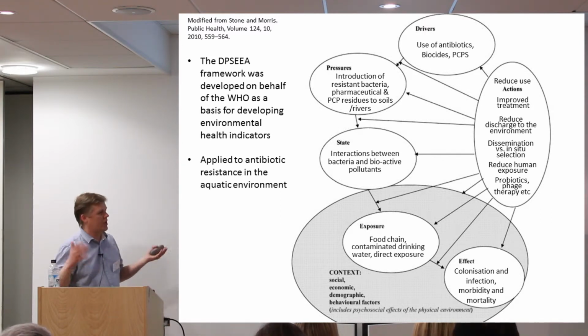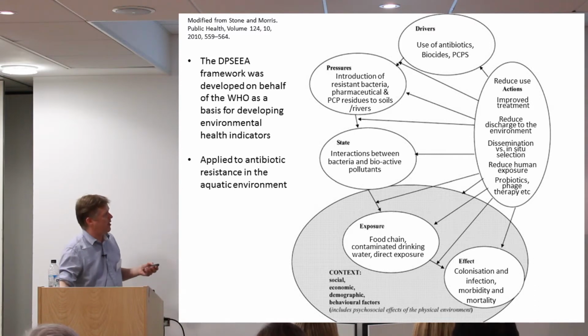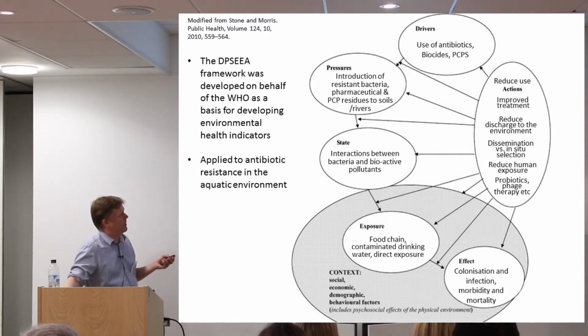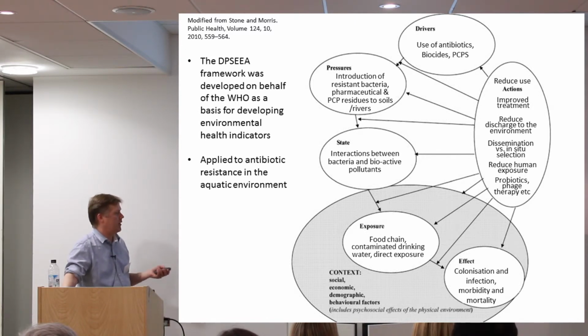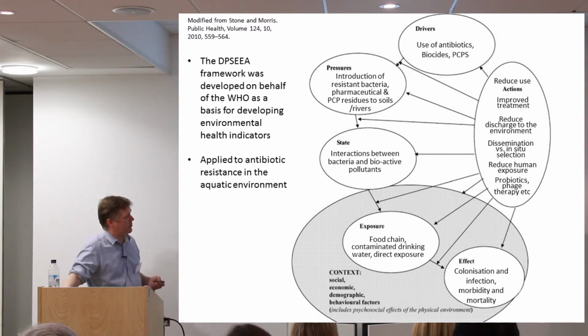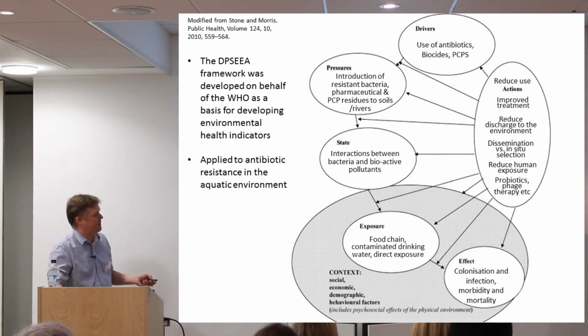The state is actually what's going on in that natural environment. You know, what are the interactions between bacteria? Is there selection for resistance? Do they just die off and there's a window for exposure? But exposure here, so food chain, contaminated drinking water, direct exposure maybe through recreational use of coastal waters, which is something I'm interested in. Then the infection, which is colonization or infection, and then you've got this action. So you've got these critical control points where you can act on this cycle.